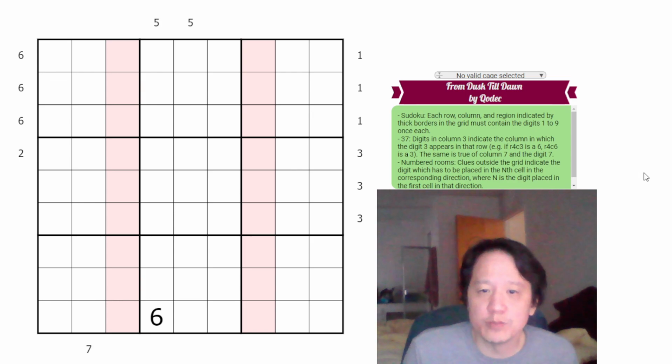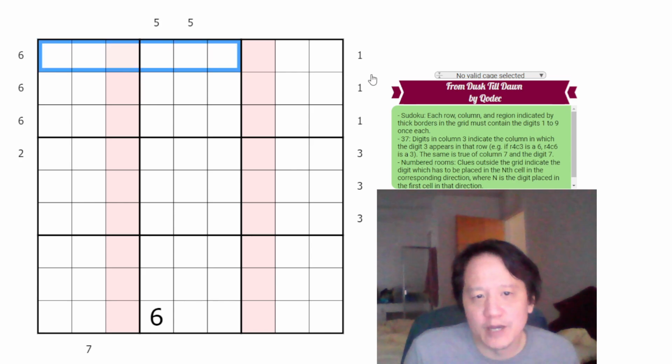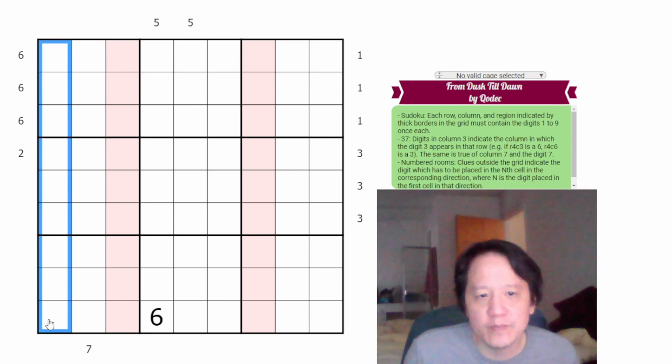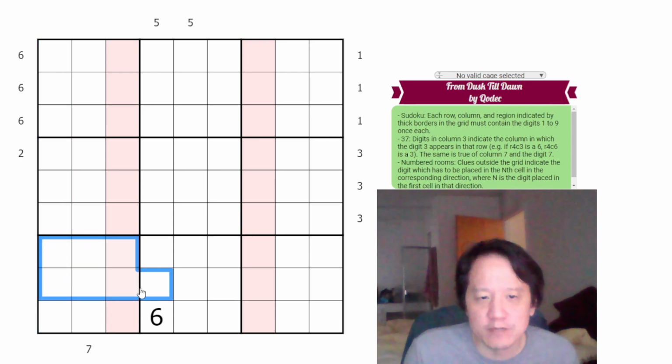Normal Sudoku rules apply. Each row, column, and region indicated by thick borders in the grid must contain digits 1 to 9 once each. So that means every row, every column, and every region, a 3 by 3 box in this case, must contain the digits 1 through 9.